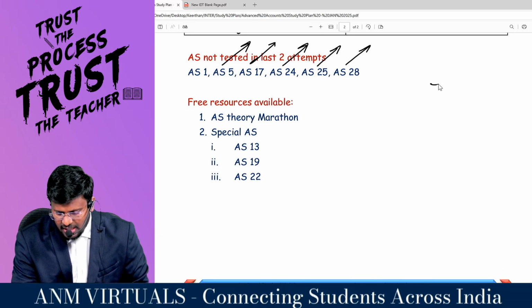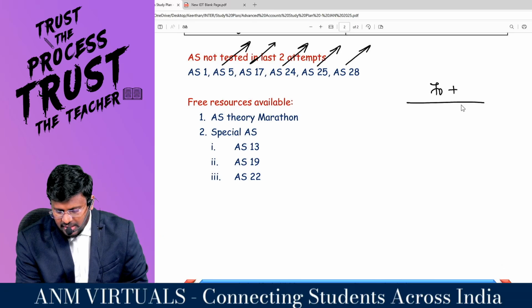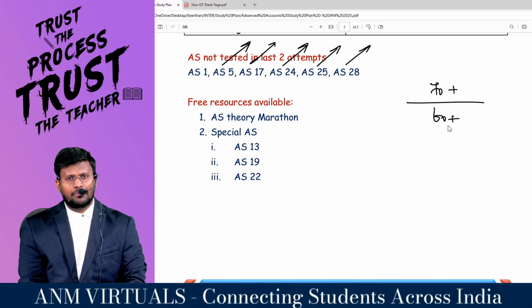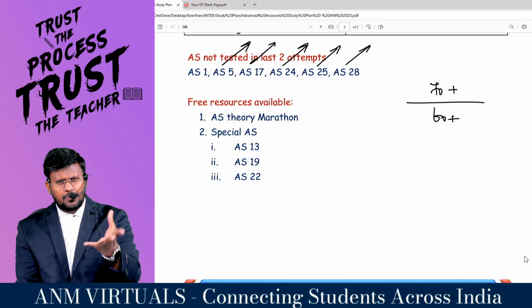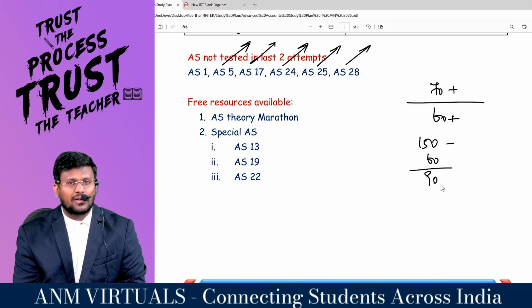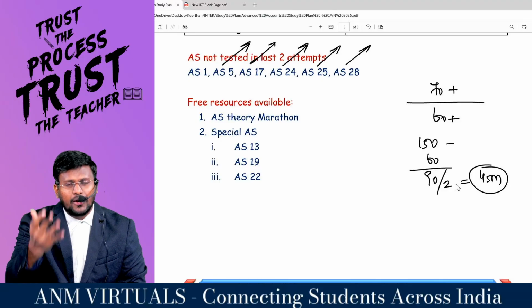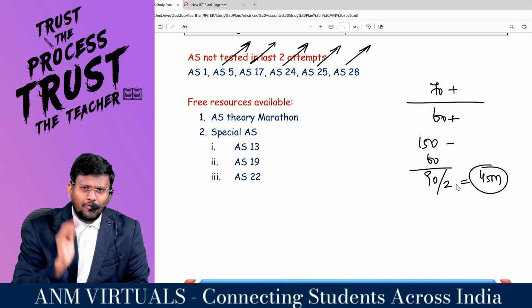If you are able to score 70 plus, let it be there. Sir, take 60 plus exemption. Max, we can aim for 70 plus, 60 plus itself. 150 minus 60, you will be balanced with 90. Divided by 2, 45 marks is what you require for the 2 papers. Anyway, in law you will get 50 plus.